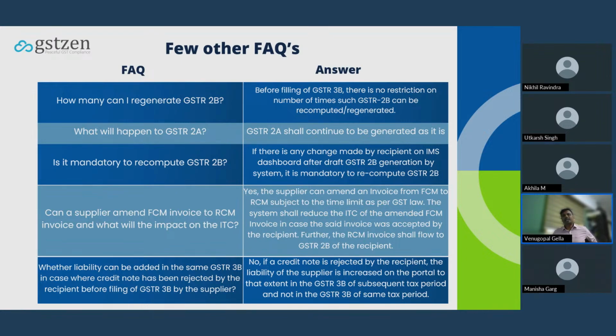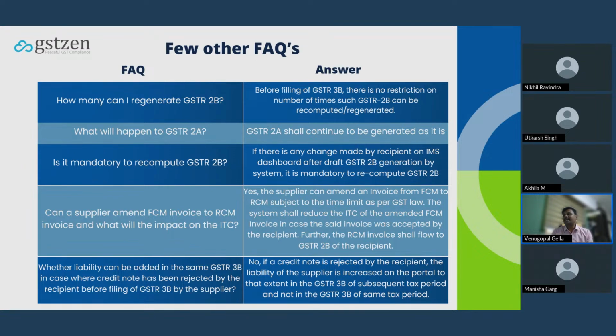Is it mandatory to recompute 2B? Yes, if there is any change that you have done, you have to compute. Can a supplier amend a forward charge invoice to reverse charge, and what will be the impact? Answer is yes. Supplier can make any of the amendment. When such amendment happens, then the credit will also travel out. So it will move out from the IMS dashboard, because the IMS dashboard will not have RCM records.